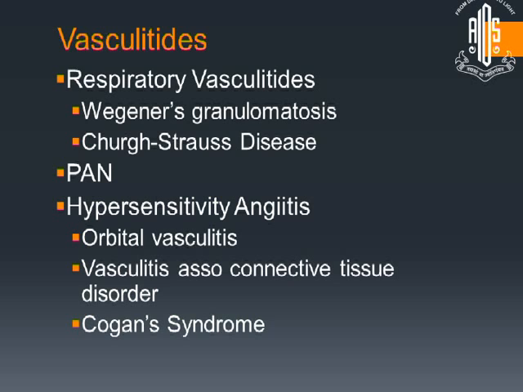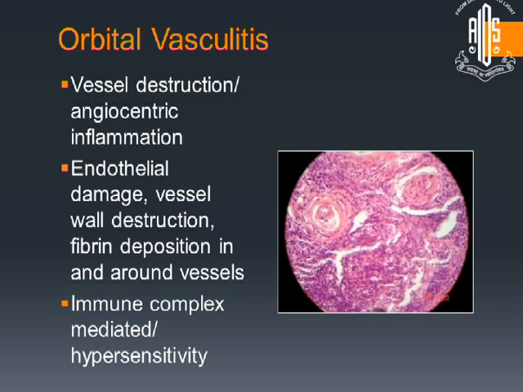Orbital vasculitis is often in response to a systemic illness, pre-existing viral disease or medications. It can be associated with other connective tissue disorders such as lupus or even with Cogan syndrome, very rarely. Typically on biopsy, you're going to see vessel destruction and there's endothelial damage, fibrin deposition around the vessels. And this may be immune complex mediated or hypersensitivity mediated.